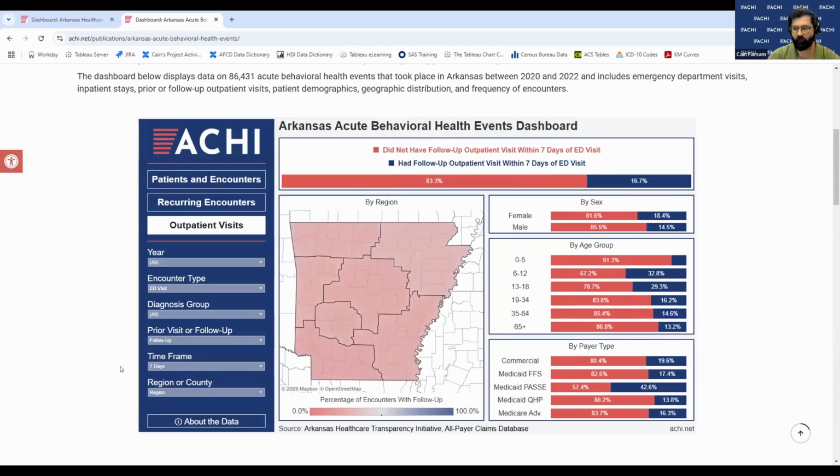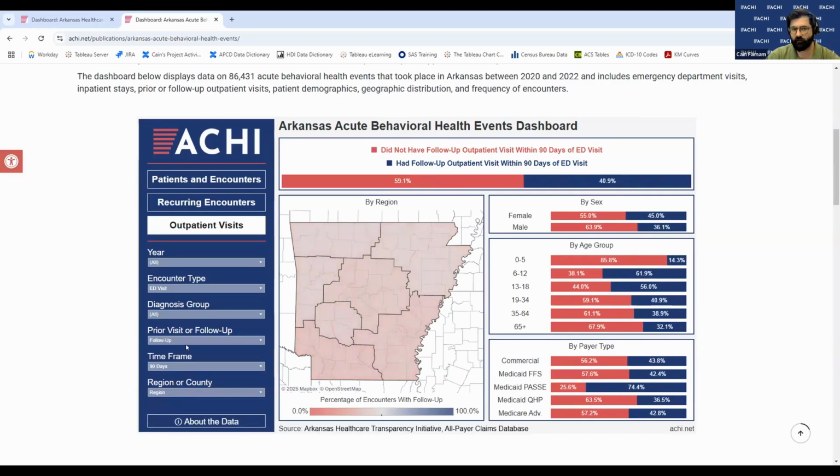So the shortest time period we have is 7 days. So if we look at the entire state at the top, if you were seen in the emergency room for a behavioral health diagnosis, only 16.7% of individuals had a follow-up within 7 days. And then moving that time frame to 30 days, we can see that 30% of individuals had a follow-up. And this is the HEDIS recommended window of time to have a follow-up. It's 30 days. So at 60 days, that number climbs to 36.9%.